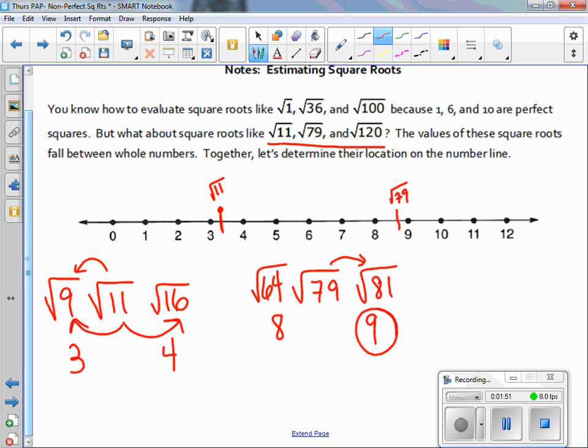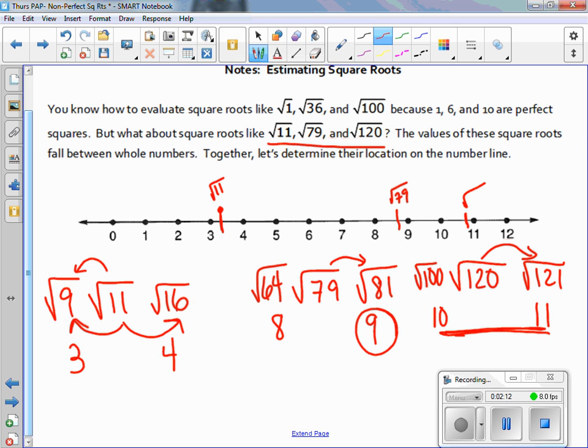120. Well, the square root of 120 is really close to the square root of 121. And the square root of 121 is 11. On the other side, it would be the square root of 100, so I would definitely plot it closer to that one. So here's 11, and I'm going to plot it really close to 11, but it's got to be between 10 and 11. So that's going to be the square root of 120.